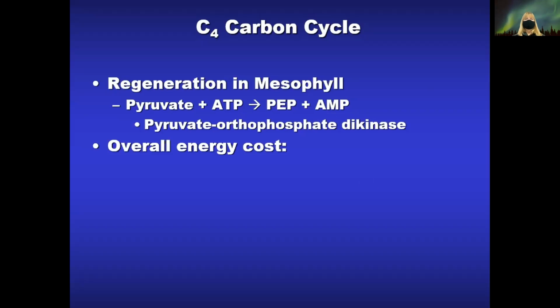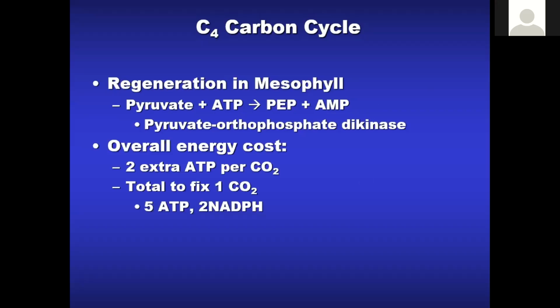So overall, what do we see? If you compare the C4 cycle to the C3, it's 2 extra ATP. And so in total, if you have 1 CO2 coming in, you'll have to expend in total to do the C4 and C3 cycle, the 5 ATP and 2 NADPH.